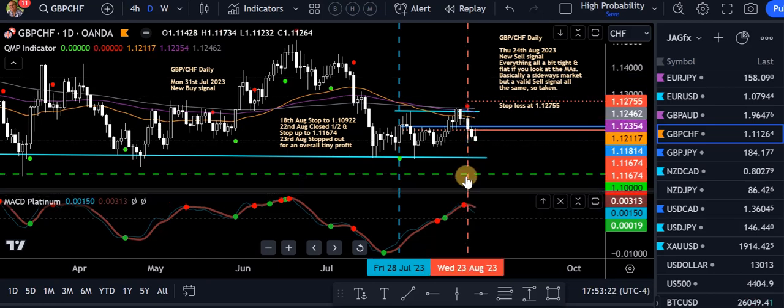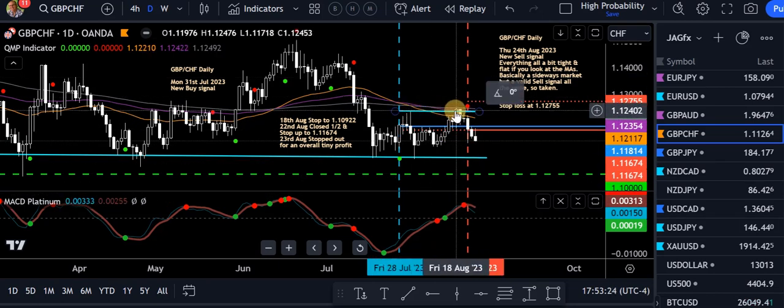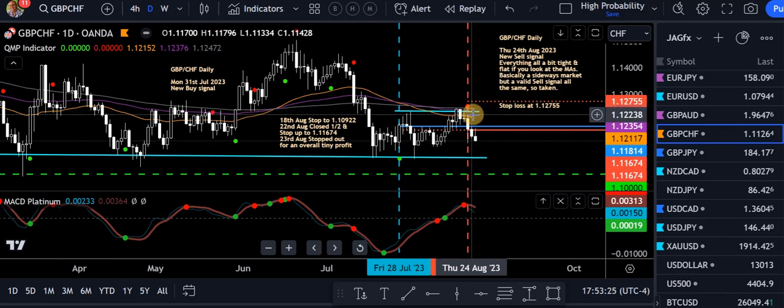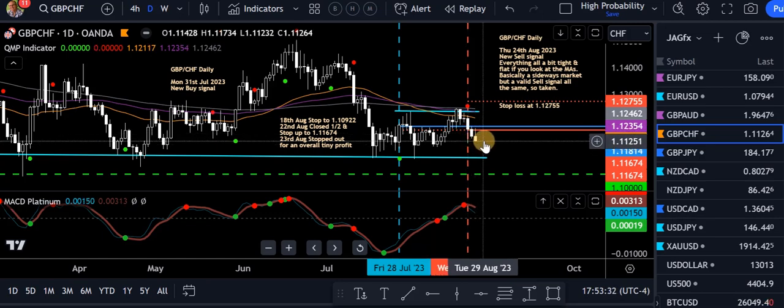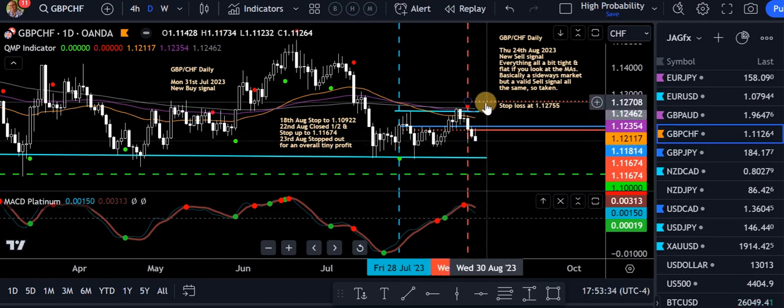MACD platinum above the 0 level. We've got this sort of resistance level on price, and the MAs are starting to go to the downside, and for 2 days it's gone in my favour. So it's looking pretty good on the sell. Stop and place up there.